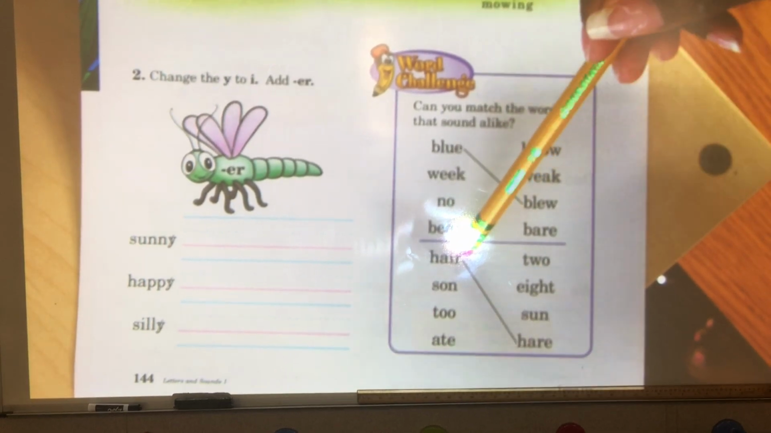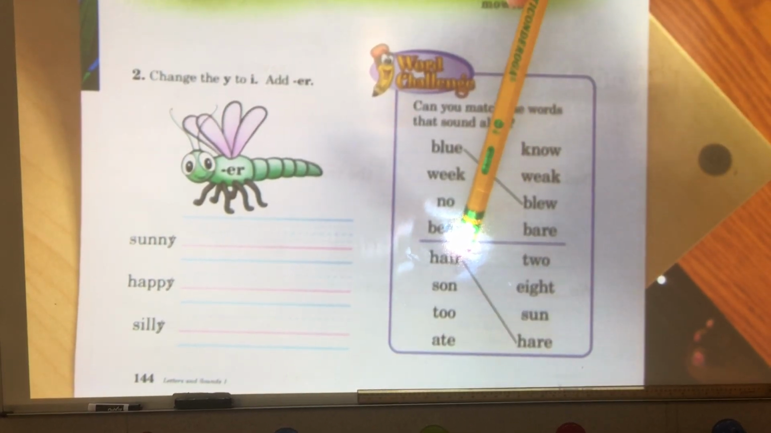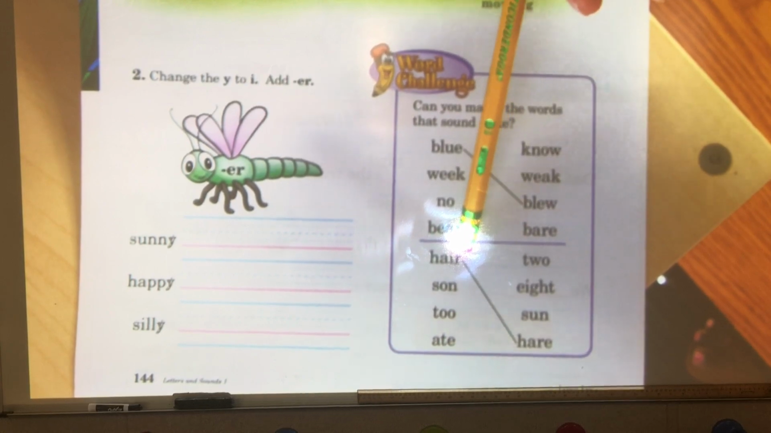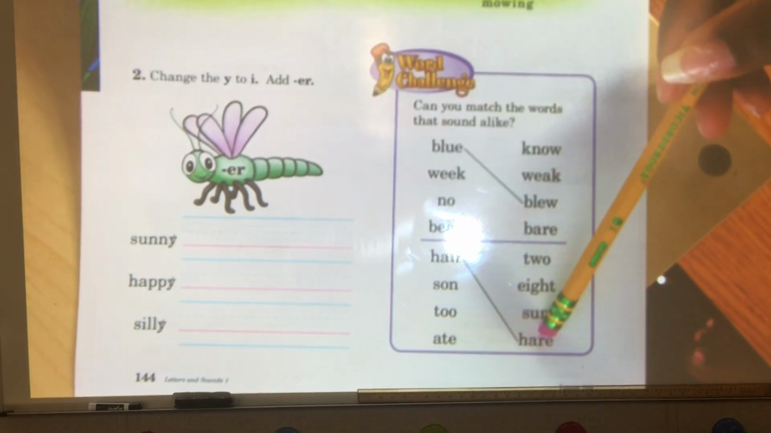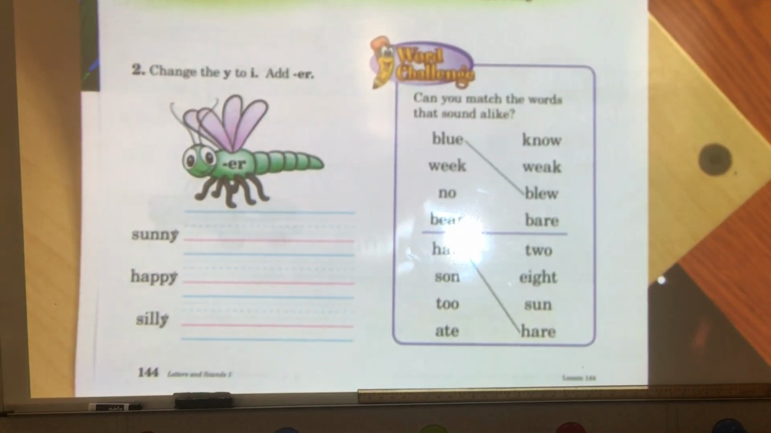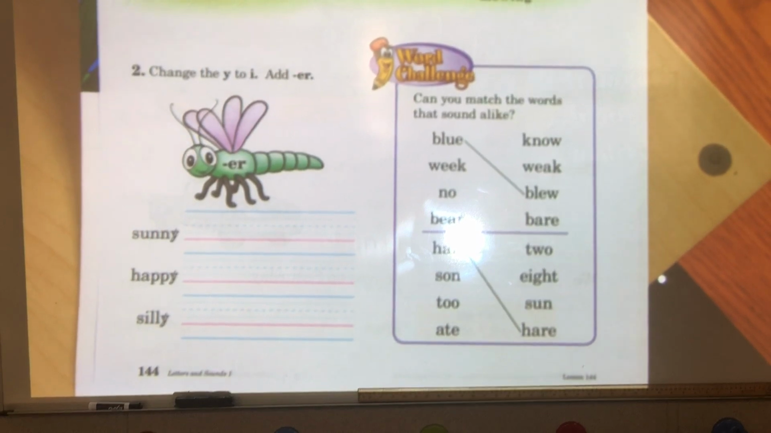You have hair. That's the hair that grows on top of your head and on your body. And then hare is another word for a rabbit. You will match the words that sound alike.